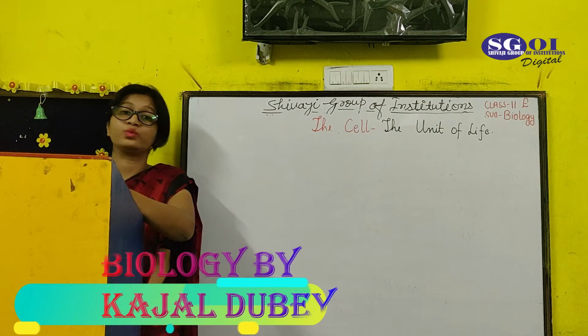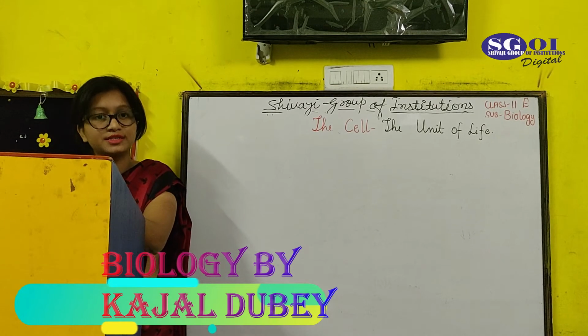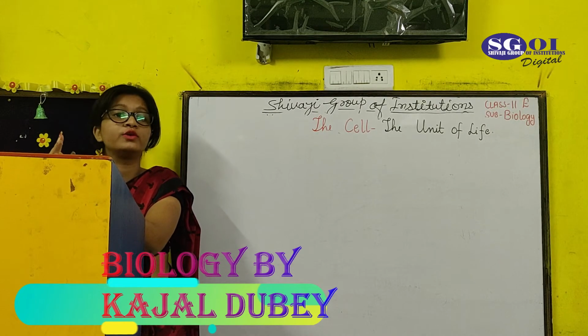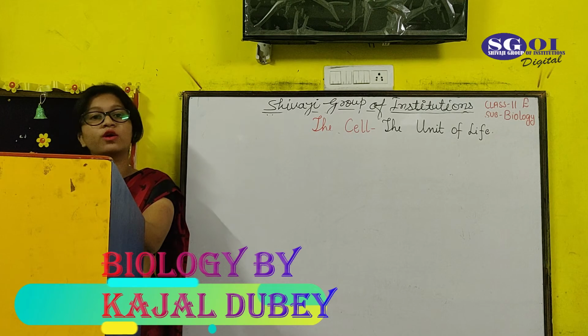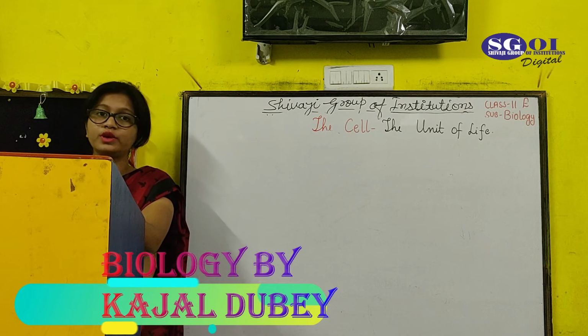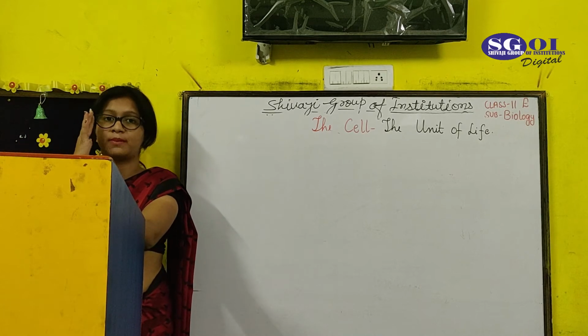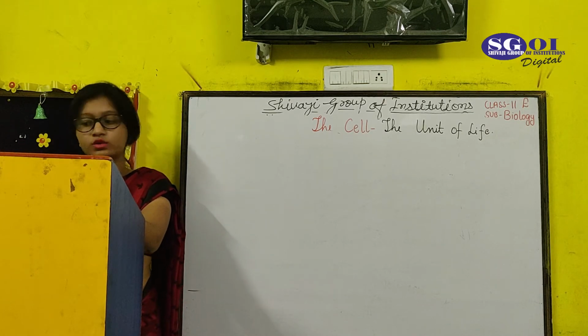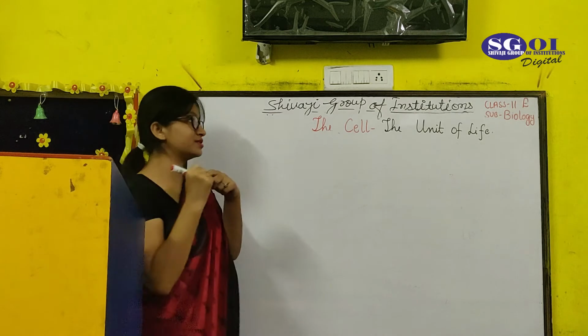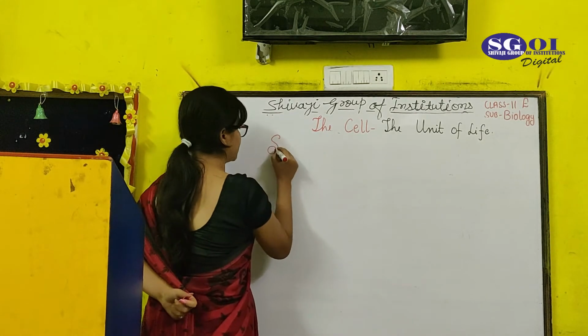As you know, we are discussing the lesson on the cell. In my previous class I told you the introduction of the cell and also about prokaryotic and eukaryotic cells, and today I am going to discuss a few more topics of this chapter. The first thing we are going to discuss today is the shape and size of cells.